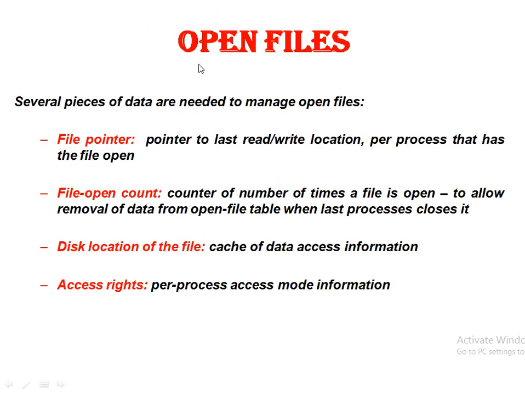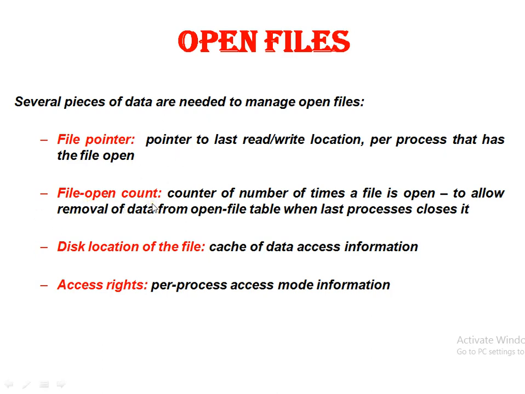Next, we shall see what things we need to keep in mind when we want to open a file. First is the file pointer. What is this file pointer? A file pointer is a pointer to the last read or write location, per process that has the file open. Whichever file we open, we will have a file pointer associated with it. Using this, we will start reading or writing as per the need of a particular user.